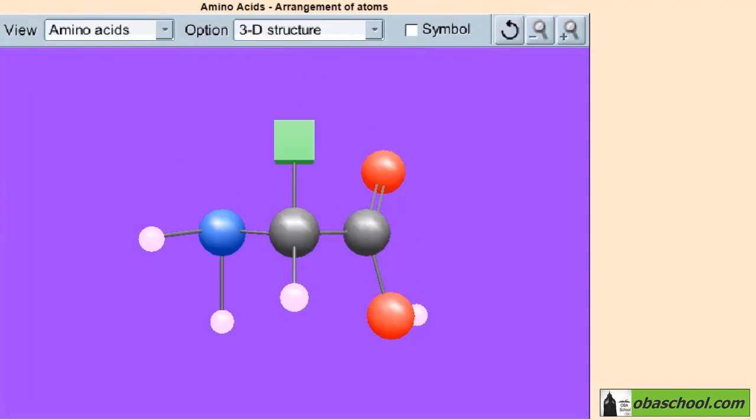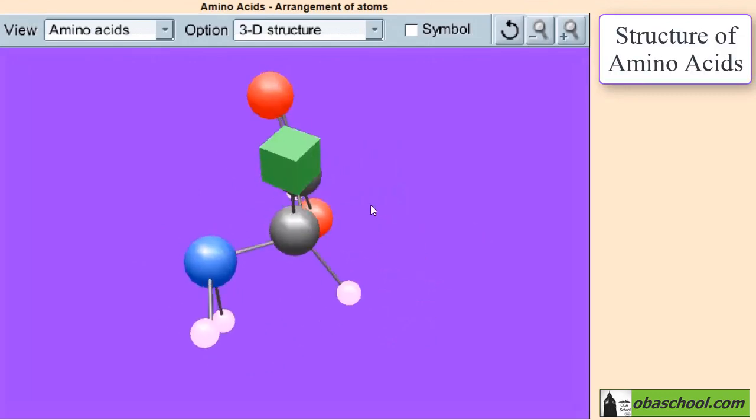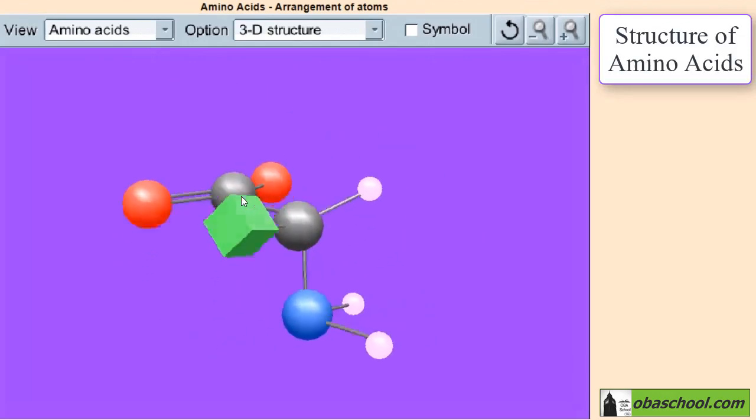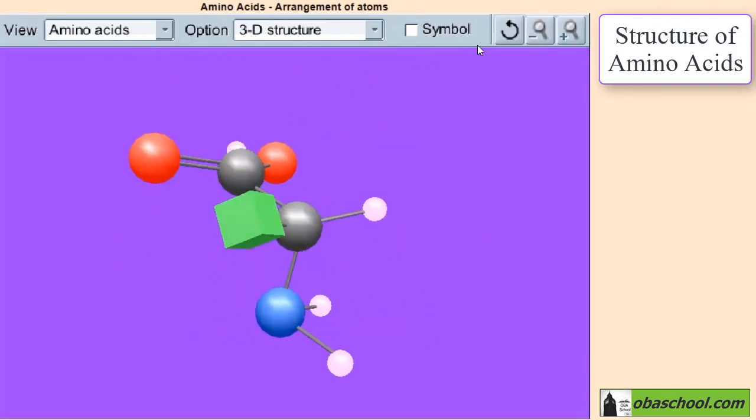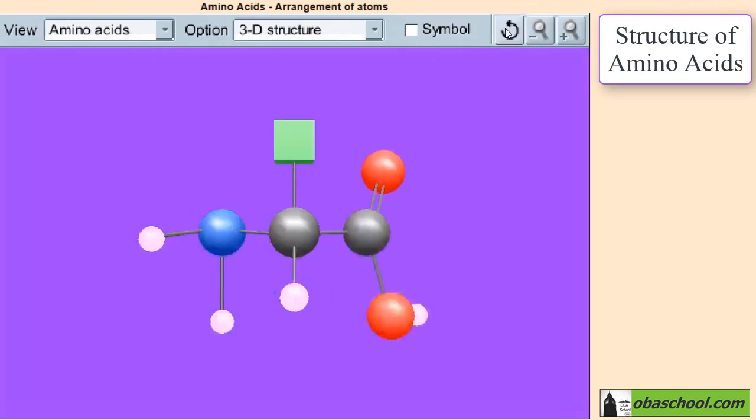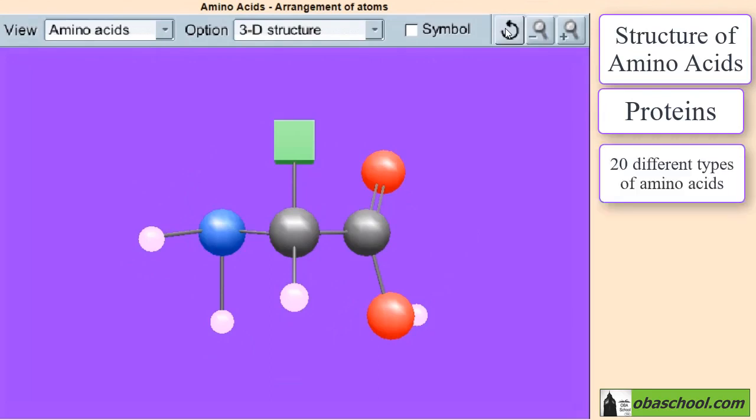In this simulation, we are going to demonstrate the structure of amino acids. As you all know, amino acids, when linked together, produce proteins, and these proteins have a huge range of functions in living organisms. As you all know as well, there are 20 different types of amino acids. So, what do they look like?